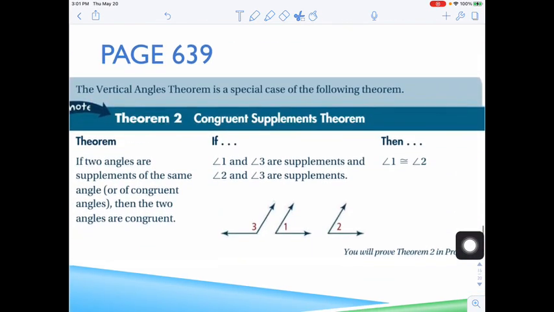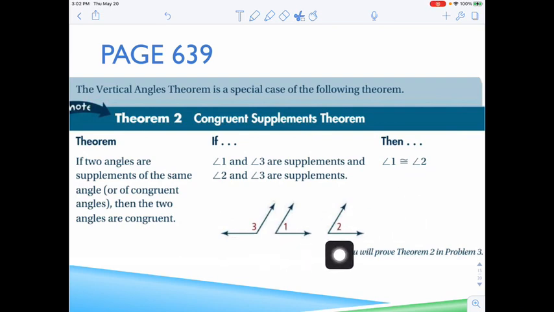On page 639, we also have the vertical angles theorem is a special case of the following theorem. Theorem 2 is the congruent supplements theorem. If two angles are supplements of the same angle, or of congruent angles, then the two angles are congruent. So if angles 1 and 3 are supplements, the measure of angle 1 and the measure of angle 3 add up to 180, and angle 2 and angle 3 are supplements, so angle 2 and angle 3 also have measures that add up to 180, then angle 1 is congruent to angle 2.